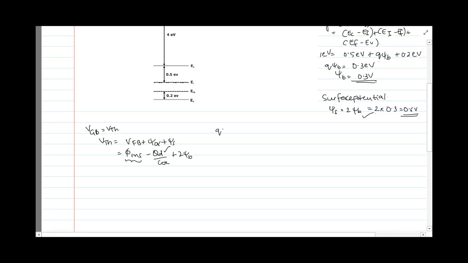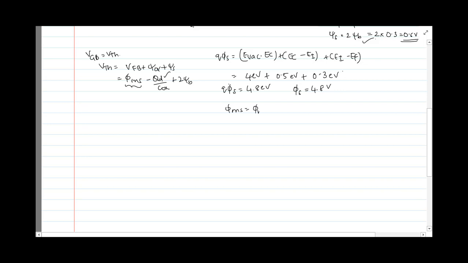Let us calculate the semiconductor work function, that is EVAC minus EC plus EC minus EI plus EI minus EF. So your semiconductor work function is 4.8 electron volt. The metal semiconductor work function difference is phi m minus phi s, that is 3.87 minus 4.8, which is minus 0.93 volt.